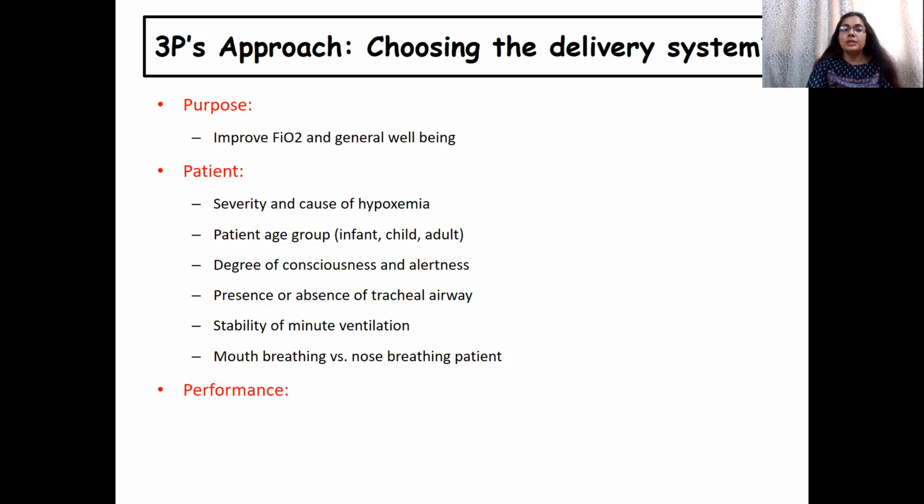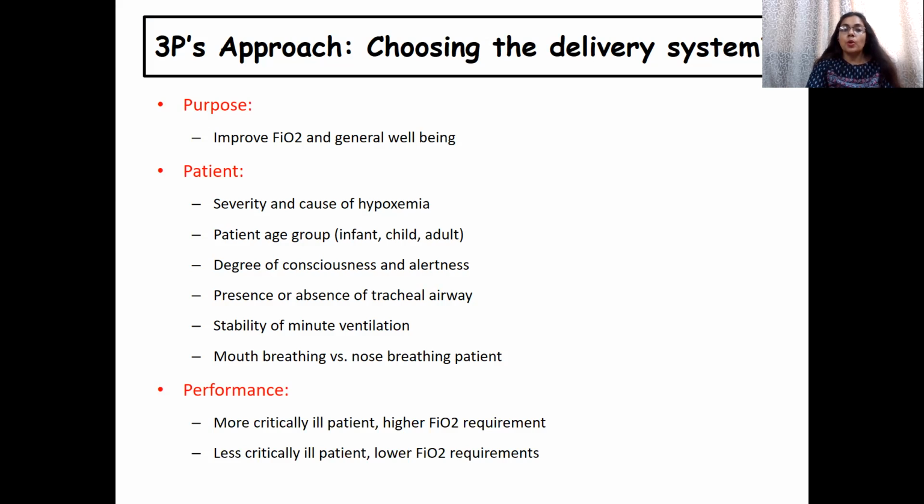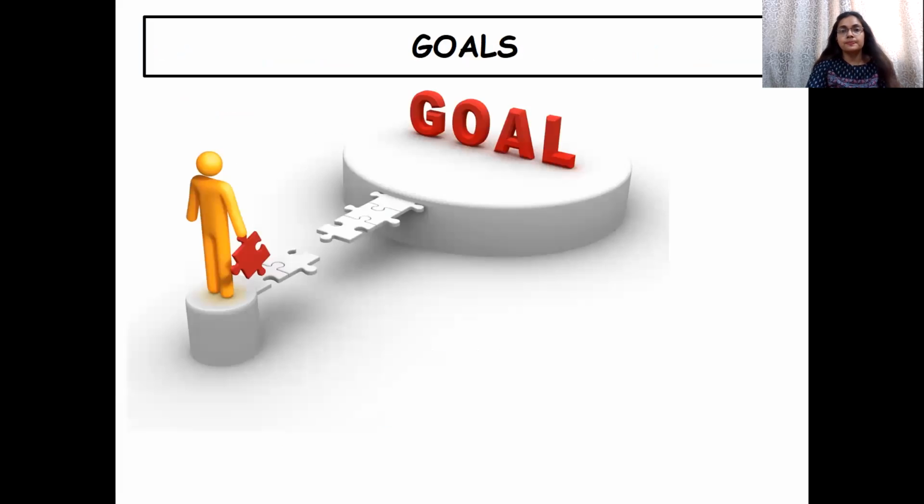Then you look at the performance of the device. If the patient is more critically ill, then the FiO2 requirements are high, then you go with devices which deliver higher FiO2s. Whereas if the patient condition is less critical and lower FiO2s are required, you can start off with nasal cannula or simple face mask and then go on to higher or lower FiO2s as per the requirement.